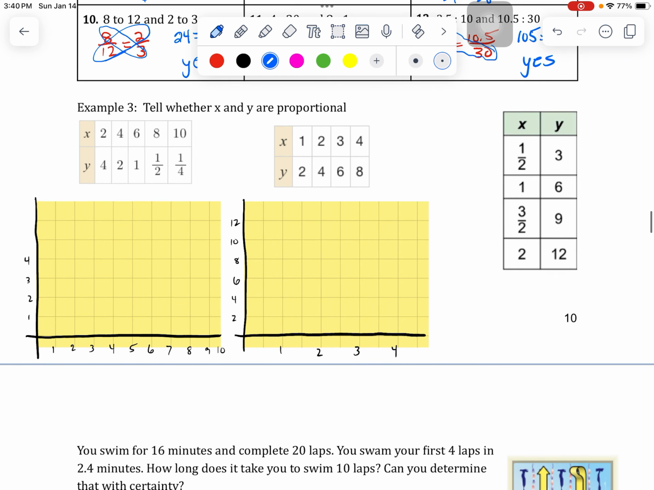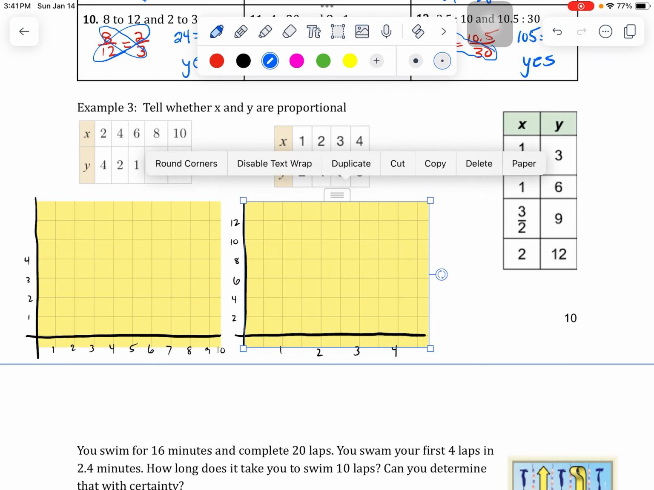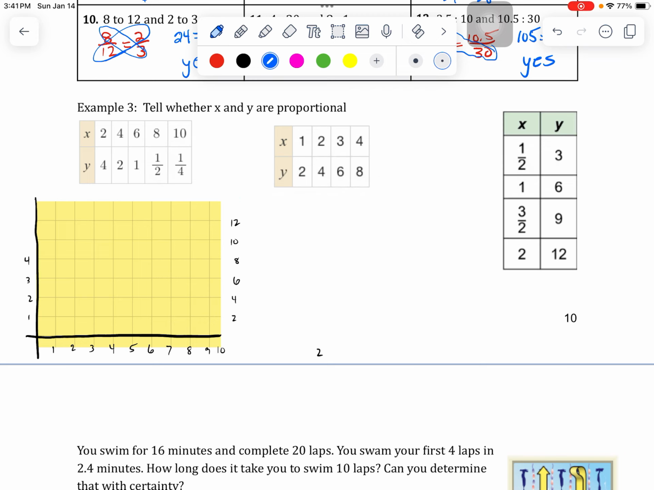All right, looking at the next example, it's telling us to decide whether these tables are proportional. So if I'm looking to decide whether a table is proportional, I want to look at what they're multiplying by. I also drew a graph here, but I don't think I need to do it with a graph. So I'm going to actually delete those because we haven't done graphing yet.